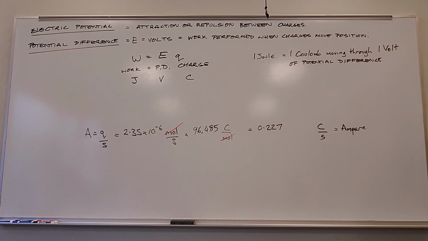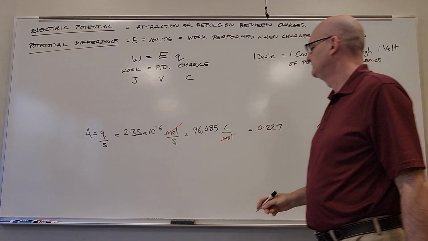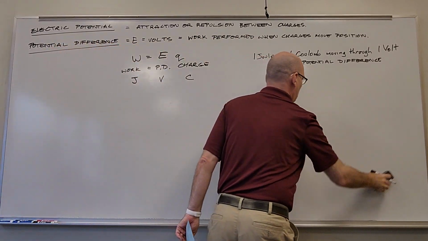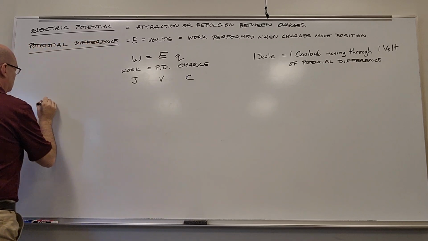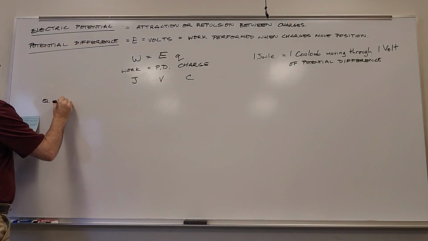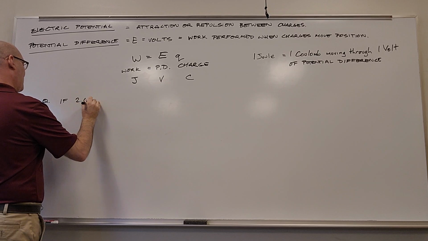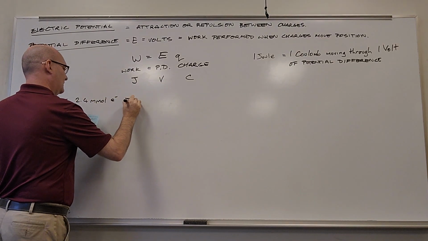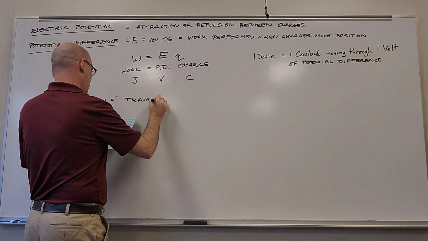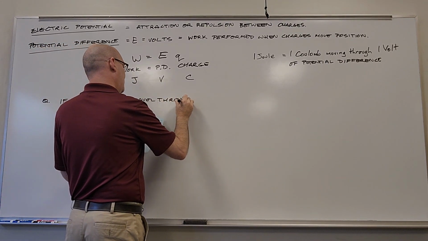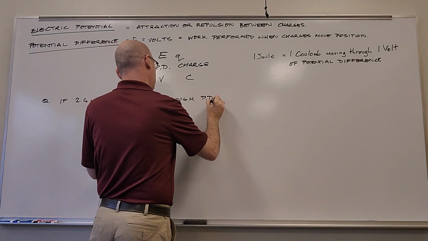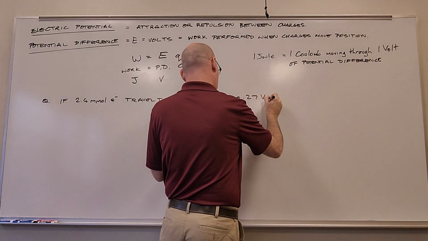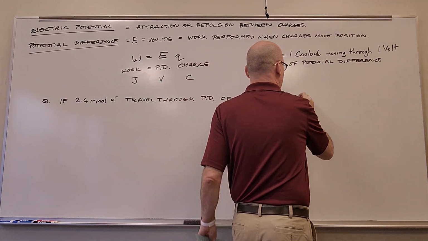Okay, here's a question. If 2.4 millimoles of electrons travel through a potential difference of 0.27 volts, how much work is performed?